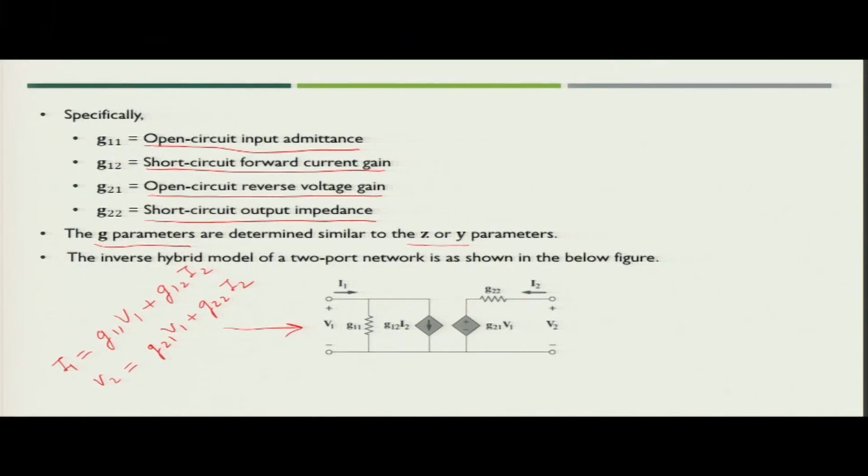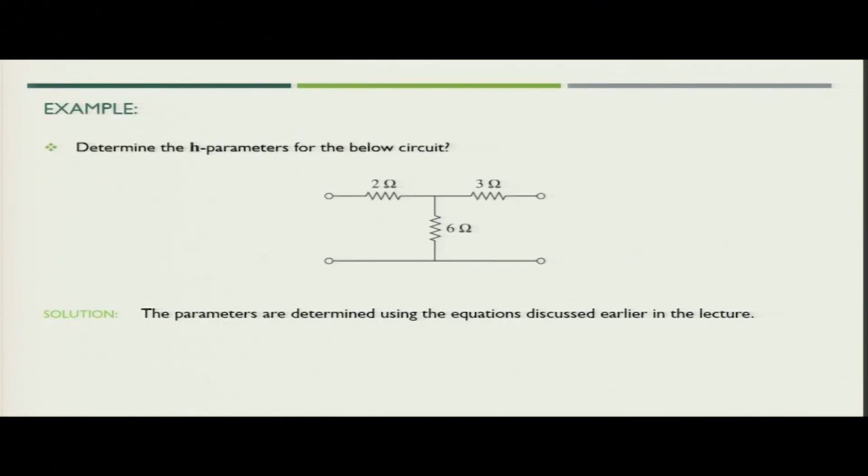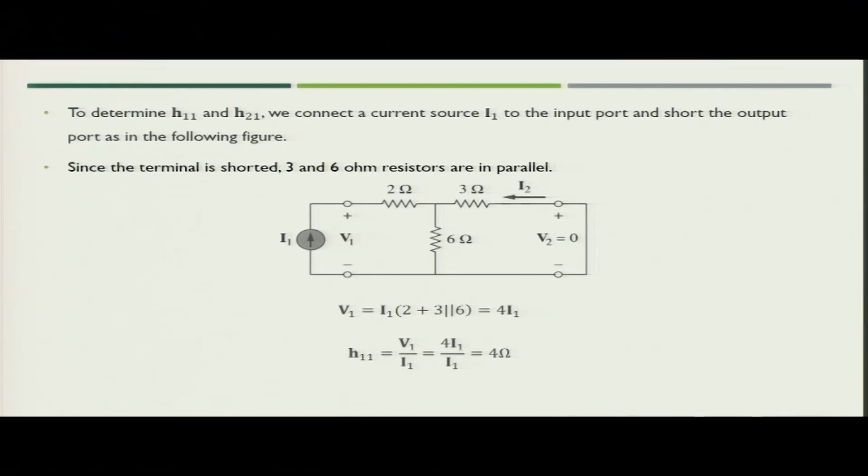Now, let us understand these concepts with the help of a few examples. Let us take first the example in case of H parameters. Here, you have the T circuit which has a 2 ohm resistance, 3 ohm resistance and 6 ohm resistance. Now, we need to find out the H parameters. So, we will use the basic definition in case of H parameters. We will first determine H11 and H21.